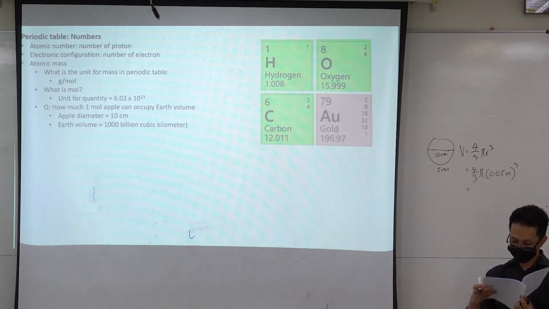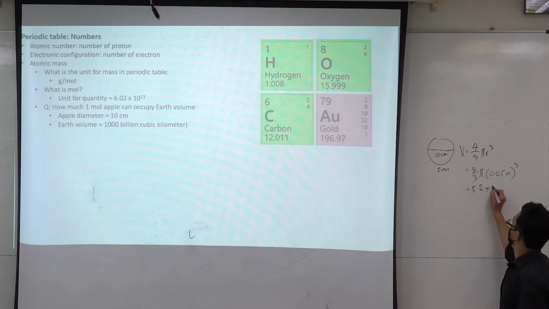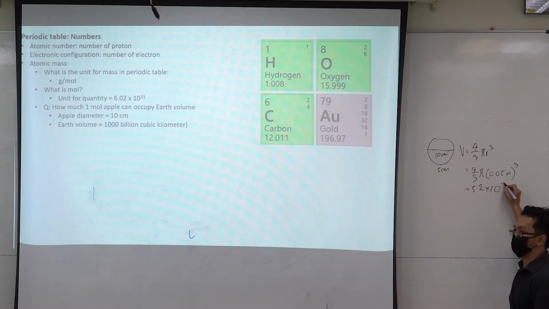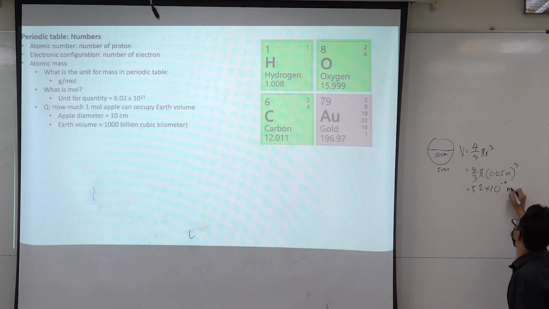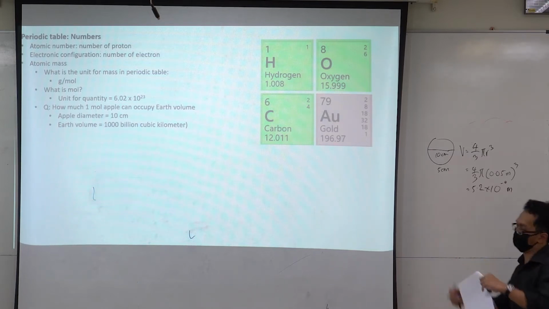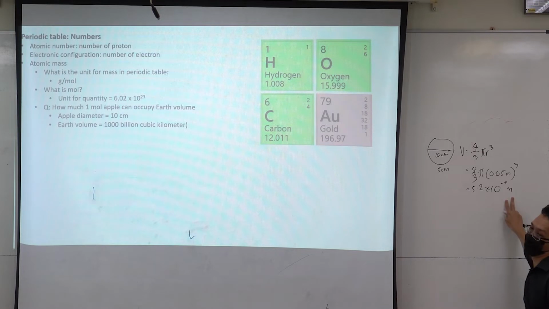Anyone calculate that thing? 5.2 times 10 to the power of? -4. -4? Why does it become small? Okay, that's okay, because it's meter. Because a meter is 100 times bigger than a centimeter. So you get this. So that is basically the volume of 1 apple.